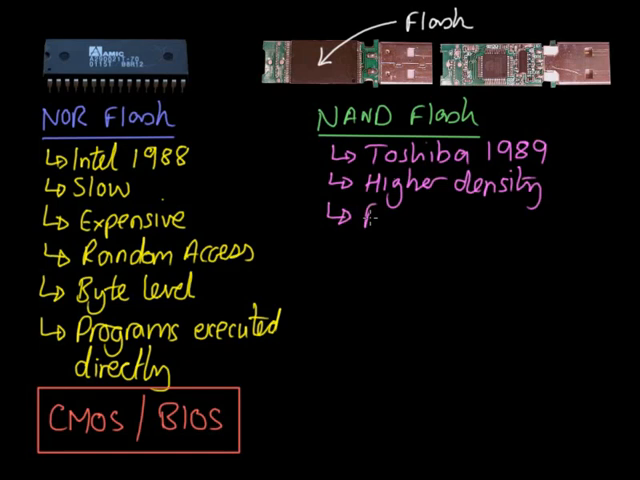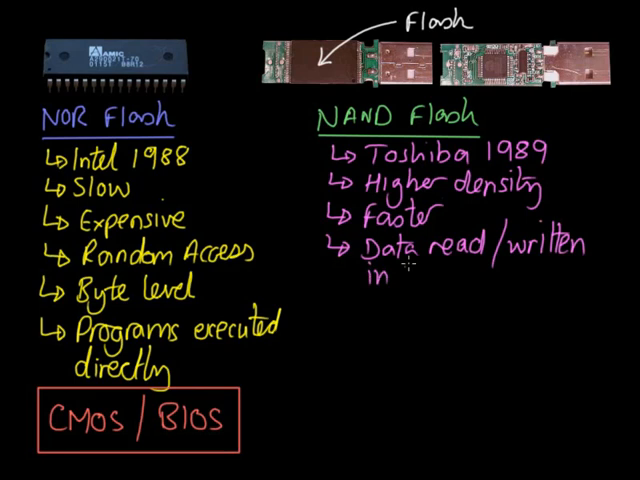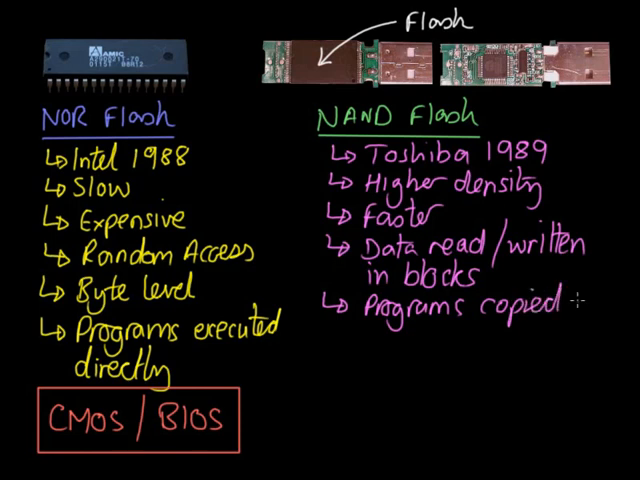It's also faster to read and write from, for a particular reason, and that reason is because data is read and written in blocks. That does have the disadvantage, however, that before any programs that are stored in the flash can be executed, those programs have to be copied into RAM before execution.